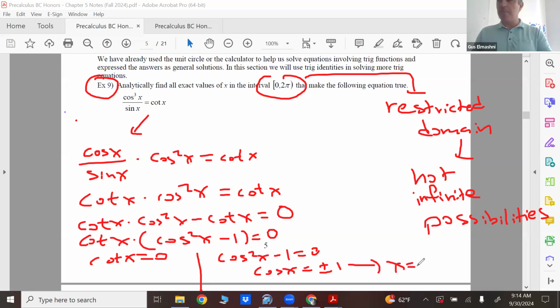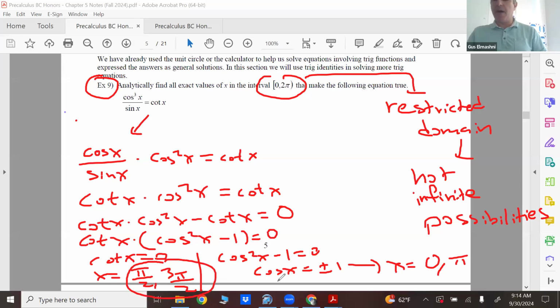At what x does that happen? Where's cosine positive or negative 1? 0 and pi, correct. And we don't include 2 pi because it's not part of our domain. And where's cotangent going to be 0? Remember, cotangent is x over y in the unit circle. Where does that happen? Yeah, two places, my bad. Sorry, I'm losing my mind. And you don't put the plus pi n business because we're not dealing with that, right?